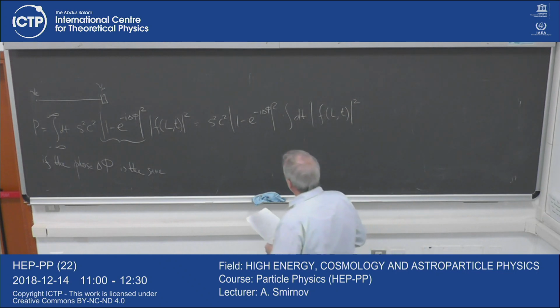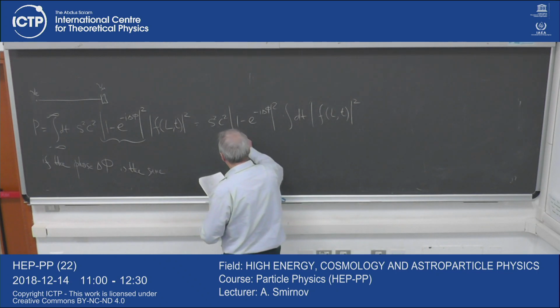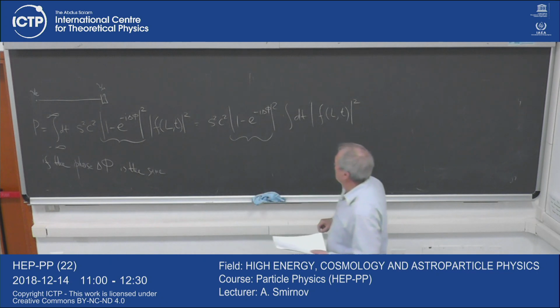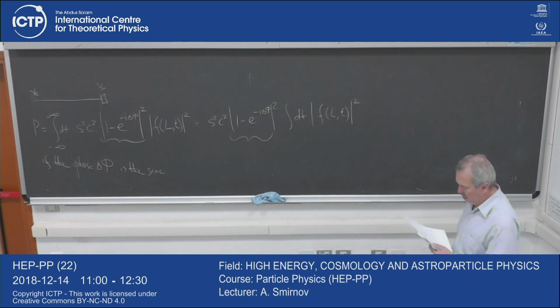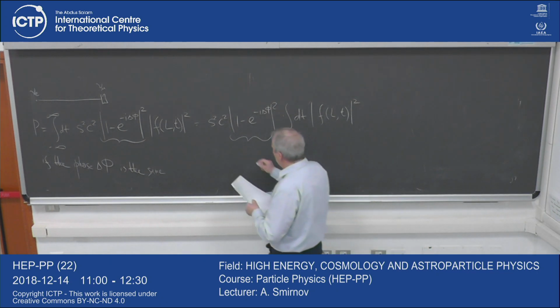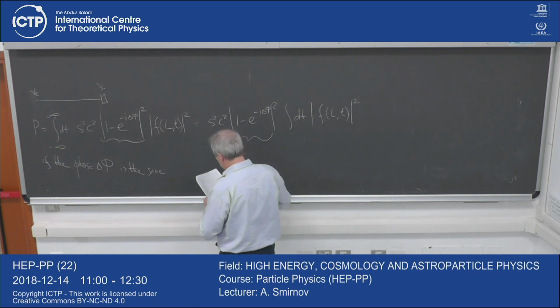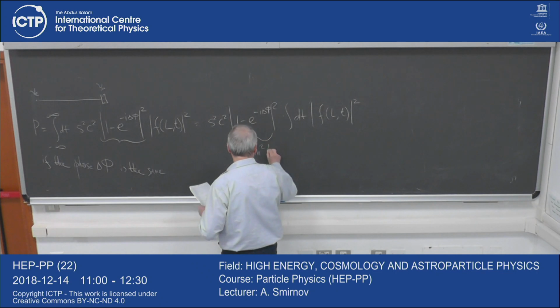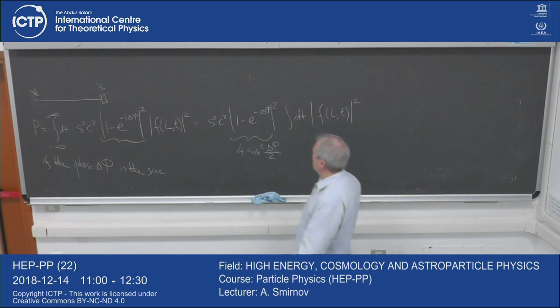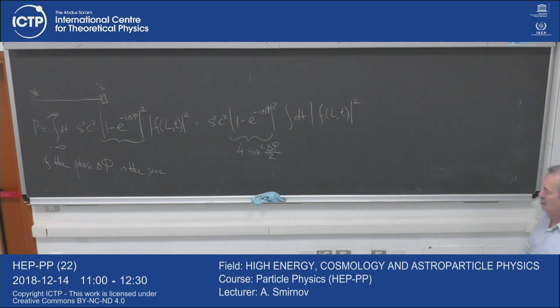Okay? Now, you can compute explicitly what this is, and you find that this moduli square is equal to just 4 sine square delta phi over 2. I don't show this explicitly, but you can check.